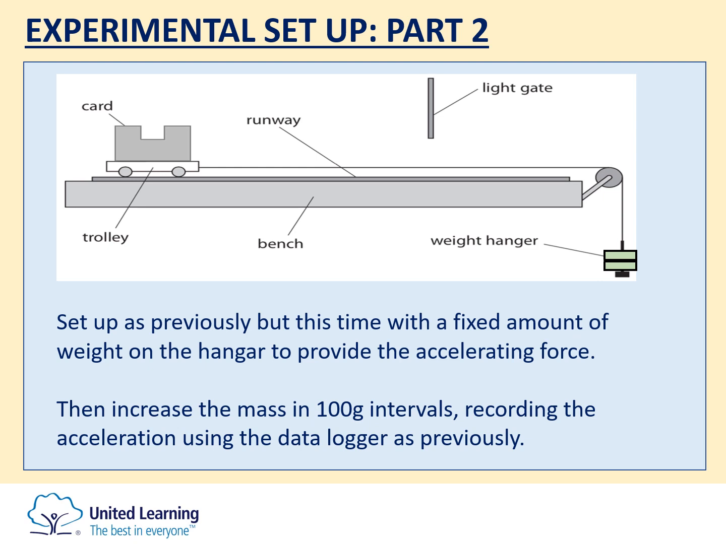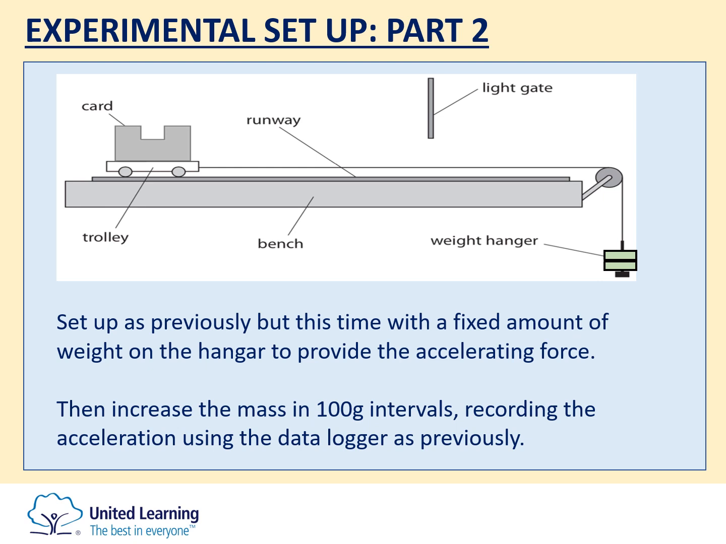In this case, the mass of the trolley is our independent variable. The acceleration is our dependent variable still, but the force that's accelerating it this time is a control variable. So again, pick a suitable value or have a suitable value chosen to go on the mass hanger and then add masses to the trolley to increase its mass in regular intervals. 100 grams is a good suggestion.